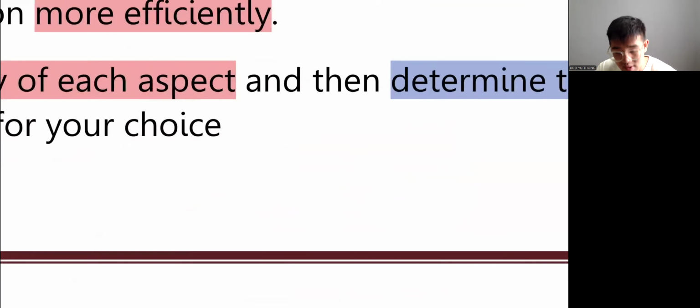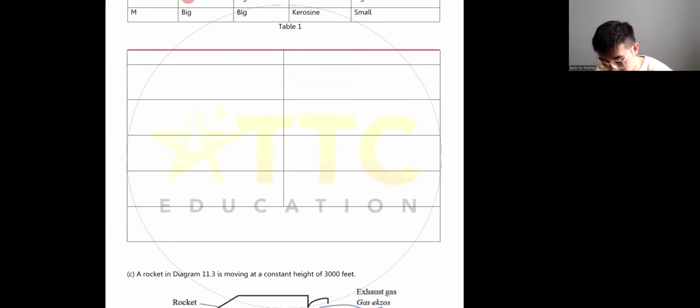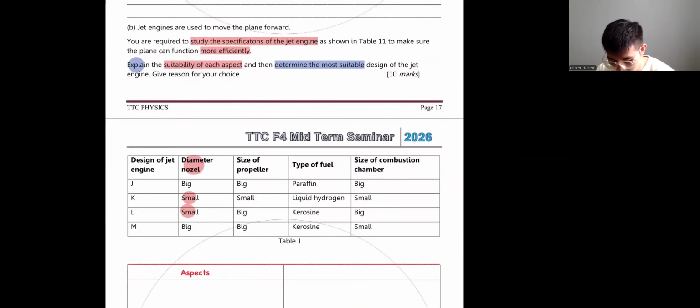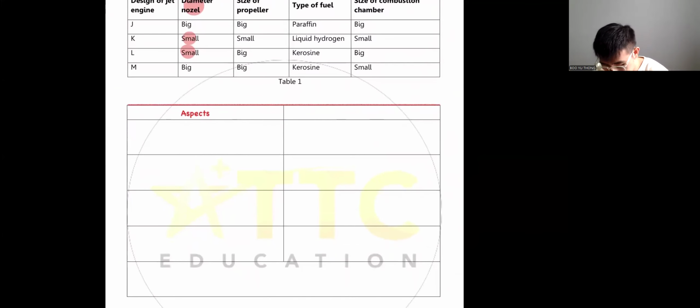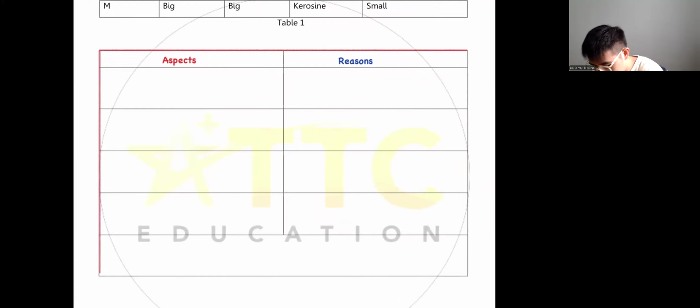Choose the suitability of each aspect, right? Aspect means characteristic, the characteristic of each part in the jet engine. We have 4 parts here: the nozzle, propeller, combustion chamber, and then the fuel we choose. For every choice you make for the aspect, for the parts of the jet engine, you have to give a reason. So in the column on the right hand side, we will write down our reasons.